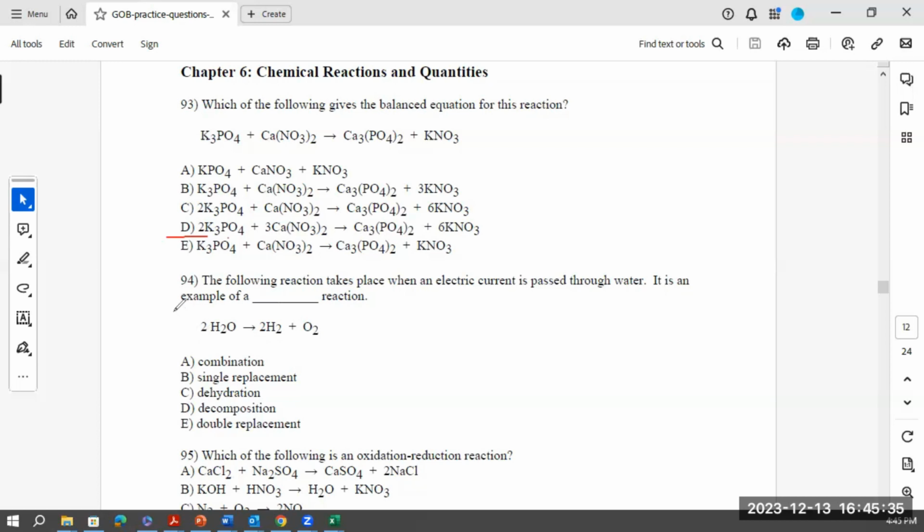So what about 94? What type of reaction is this? That is correct. It is D, decomposition. Right. So if we have one thing being broken down to multiple things, then we know that's decomposition. Good job.